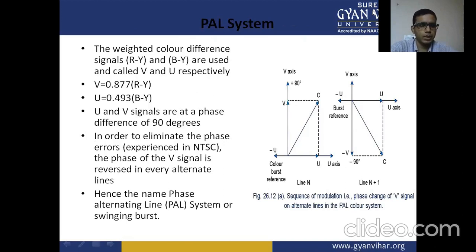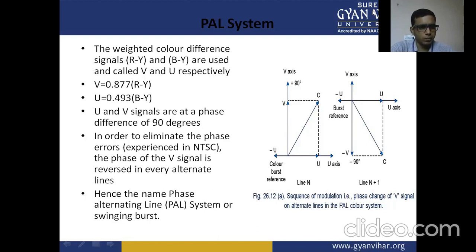Now I am discussing the PAL system, which is the next color TV standard. After discussing the NTSC system, which is used in the American countries, the PAL system is used in the Asian countries or European countries. It is known as phase alternation line. The weighted color difference signals, that is R minus Y and B minus Y, are used and called V and U respectively.